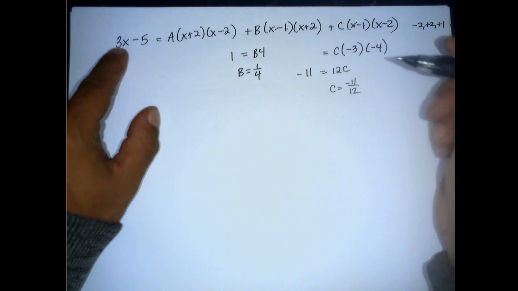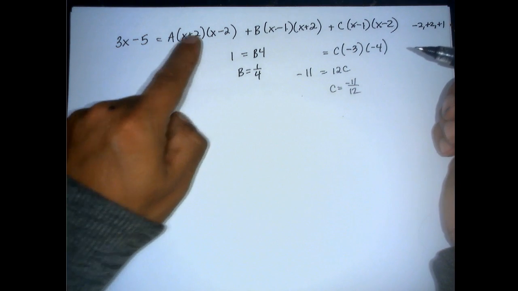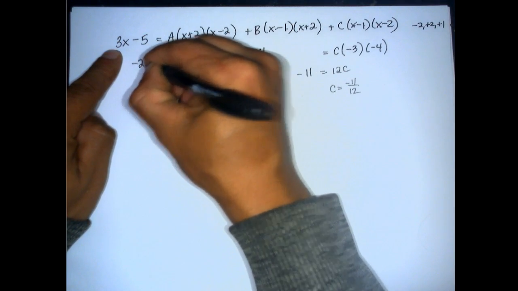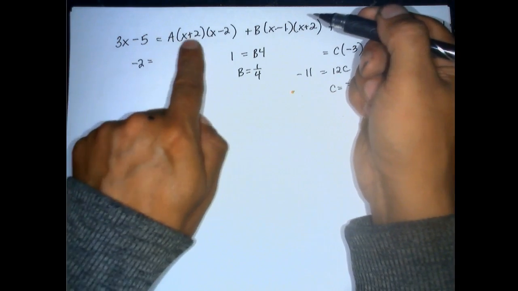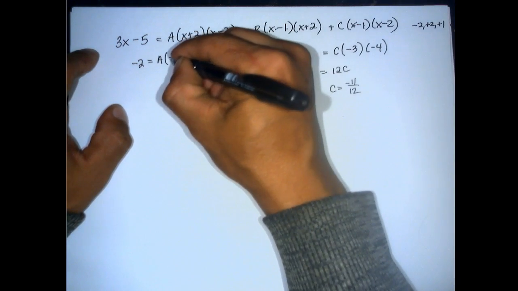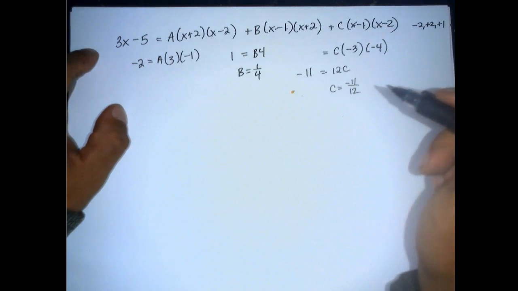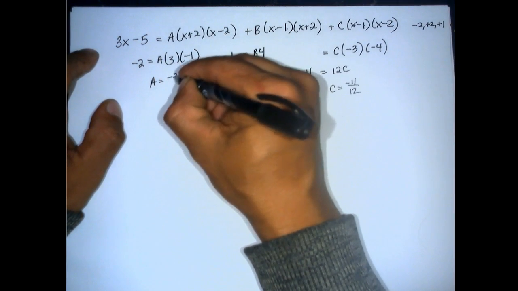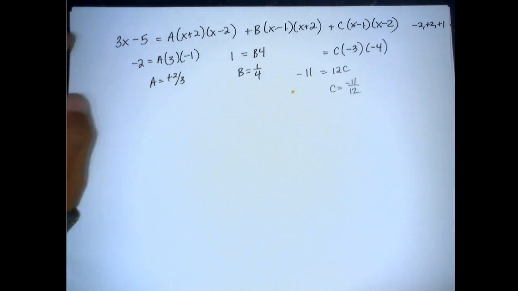And then on this one, x is 1. So 3 minus 5 is -2, is equal to a times 3 times -1, which means a is equal to -2/3, +2/3.